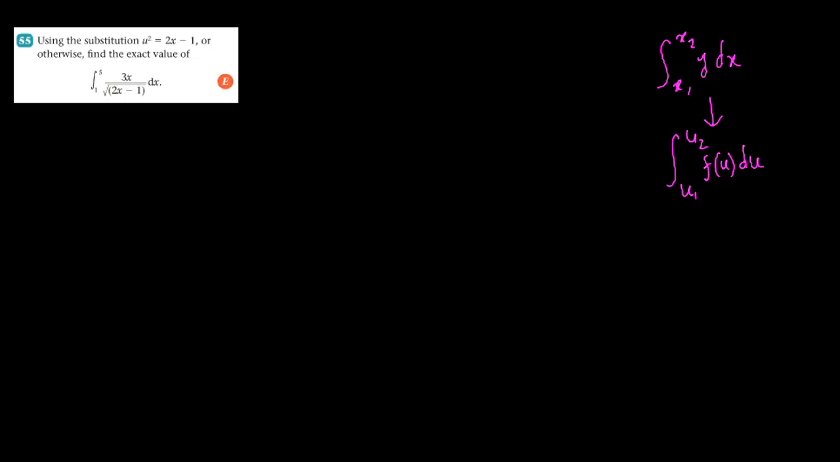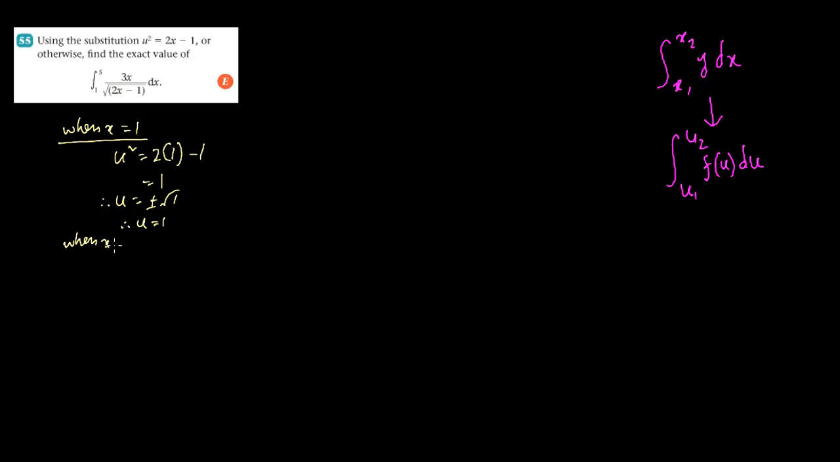So let's start using the substitution u squared equals 2x minus 1. First of all, we have the limit when x equals 1, I'm taking the lower limit, u squared equals 2 into 1 minus 1, which is 1. Therefore u equals plus or minus square root of 1. Therefore you take the positive value 1.